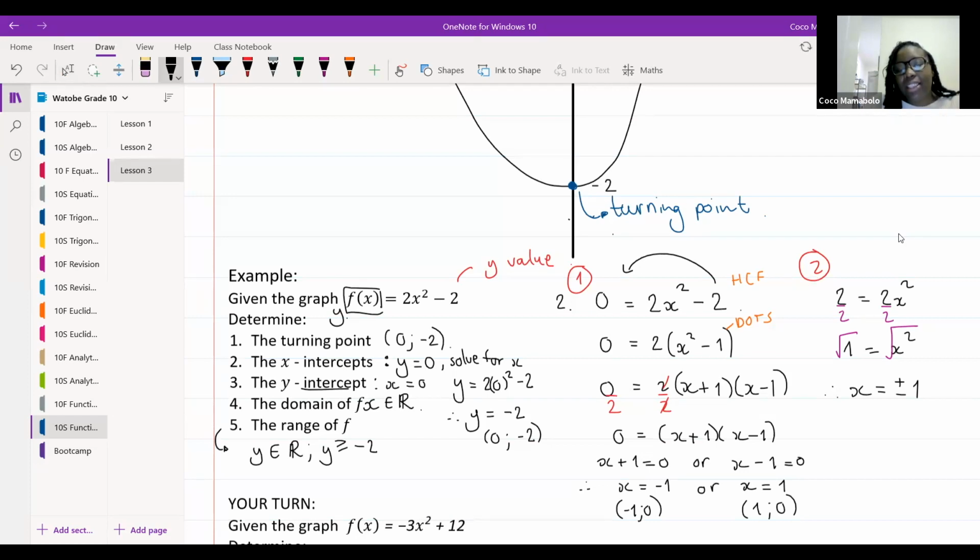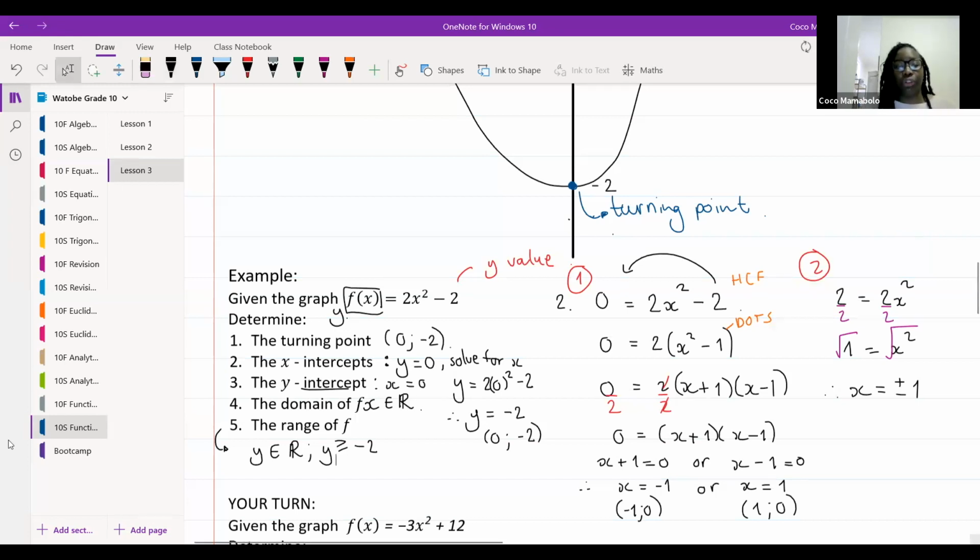All right, and this is the process that we need to know. We need to know how to find the turning point, the x-intercept, the y-intercept, the domain of f, and the range of f. You guys are doing amazing. Well done, Sange.